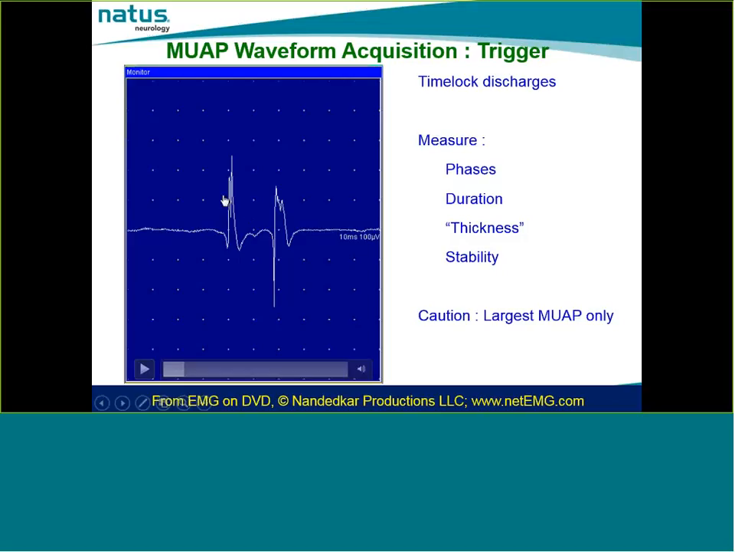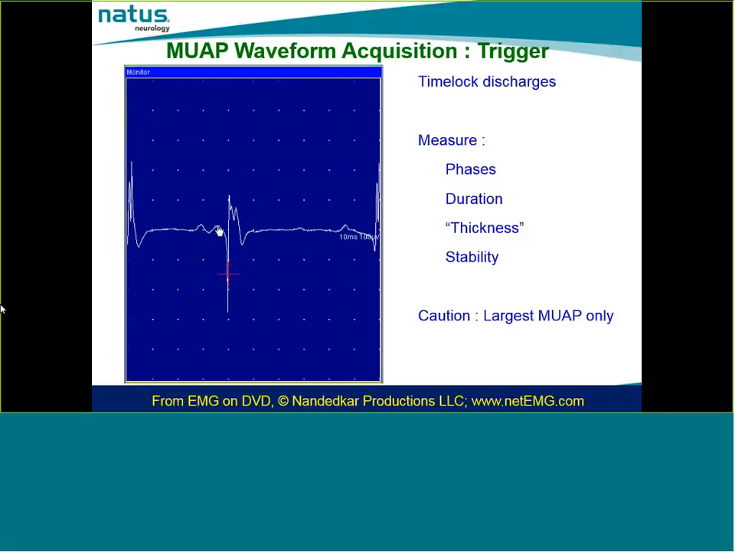And as a result, the discharges of that signal will be time locked on the screen. So let's go with it. So this is my trigger level. I'm close to baseline. So that's no good. Notice that discharges of this motor unit potential are now time locked. They appear stationary on the screen, so I can see them very easily.